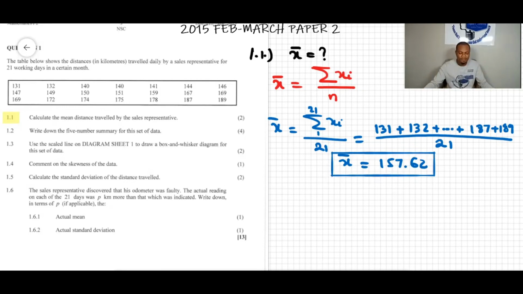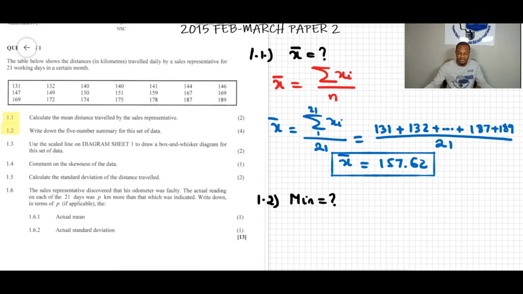Now the following question is question 1.2 over here that says write down the 5-number summary for this set of data. First of all, what is the 5-number summary? So I'm going to write here 1.2. The 5-number summary consists of the minimum. I'm going to write here min.